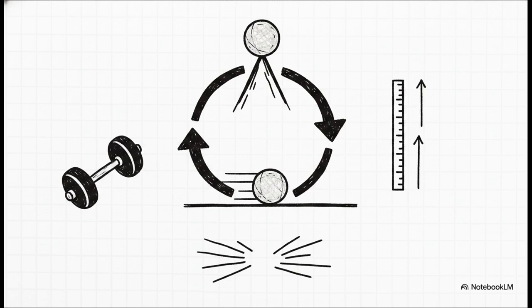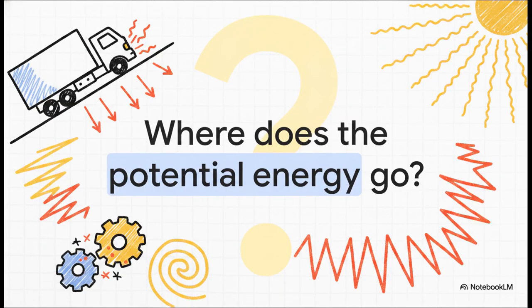Both rely heavily on mass, both are measured in joules, and as we saw with our roller coaster, energy flawlessly transforms back and forth between stored position and active motion. Which brings us to this final transfer question, directly inspired by our text.